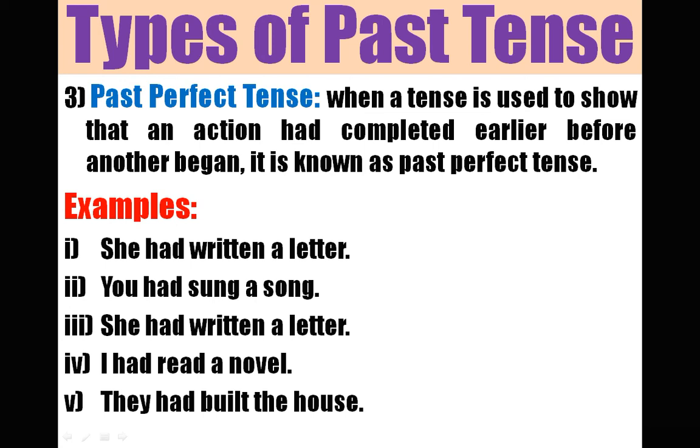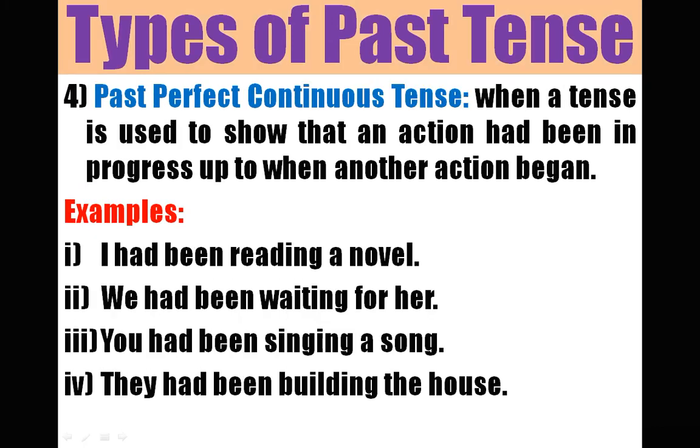She had written a letter. "Had written" indicates that it is past perfect. You had sung a song. "Had sung" also indicates it. I had read a novel. "Had read" also indicates that it is in past perfect tense. They had built the house. "Had built" also indicates it. Now let's look at past perfect continuous tense.